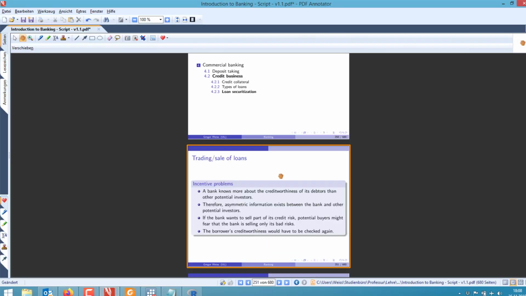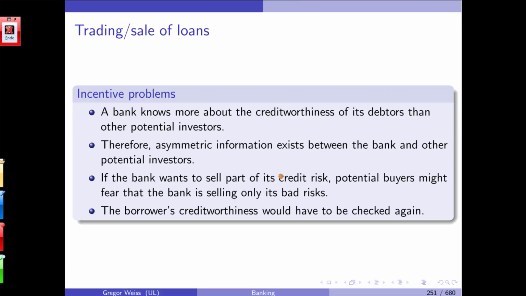Okay, so let's go back to securitization. Same problem here, just as with the depositors. You cannot trust the information from the bank, and the market breaks down. The traditional problem with asymmetric information: if you cannot trust the information from the other party, the market breaks down and you don't have a contract.